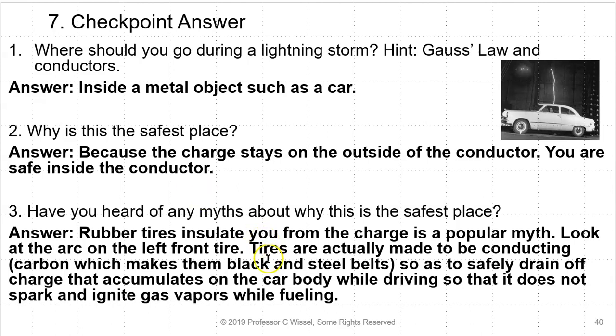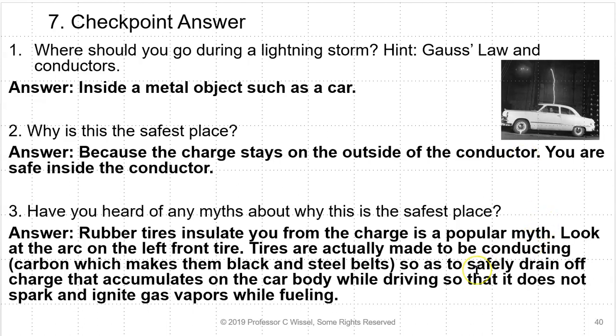Have you heard of any myths about why this is the safest place? One of the myths is that rubber tires insulate you from the charge, and that's a very popular myth. By the way, it's not going to protect you from a lightning bolt. First of all, look at the arc on this front tire. Now, these are older fashioned tires. This is an old car. Tires back then weren't very good conductors. Now we have tires that are steel belted radials. They have carbon in them. It's deliberately made to be good conductors.